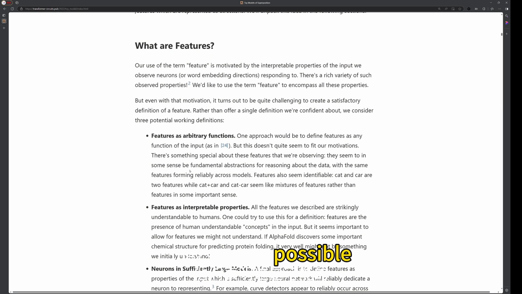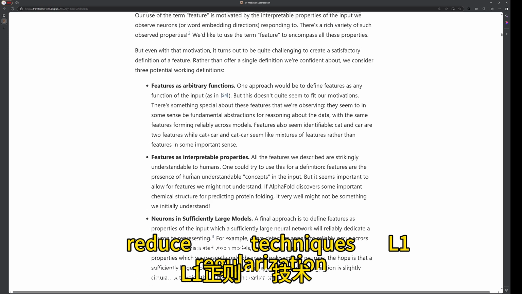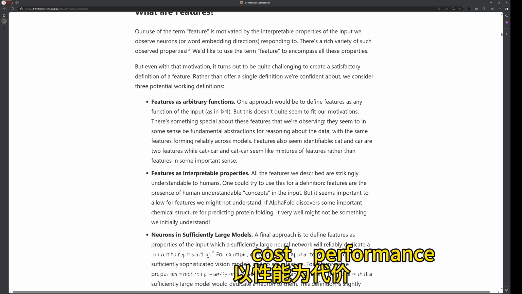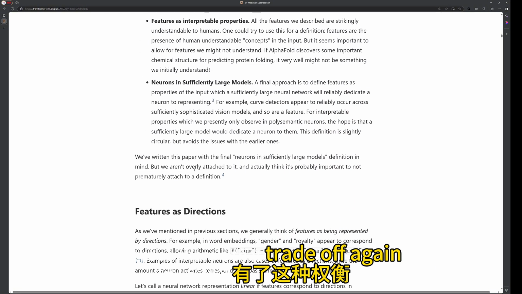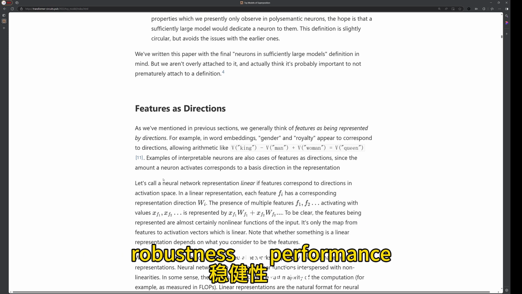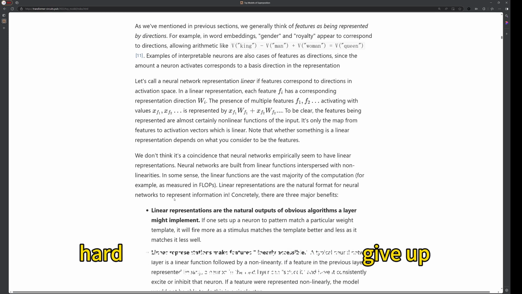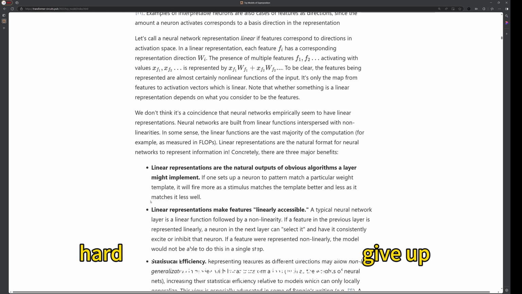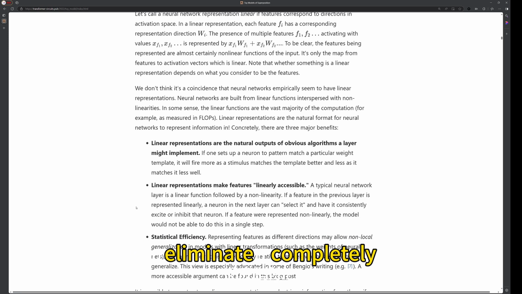Well, they show it's possible to reduce it using techniques like L1 regularization, but it often comes at a cost to performance. So there's that trade-off again. Classic trade-off between interpretability, robustness, and performance. And for things like natural language processing, it's hard to know how much performance you would have to sacrifice to eliminate it completely.